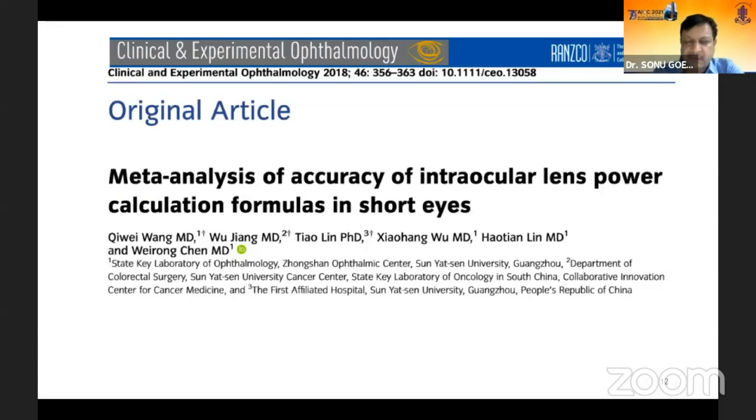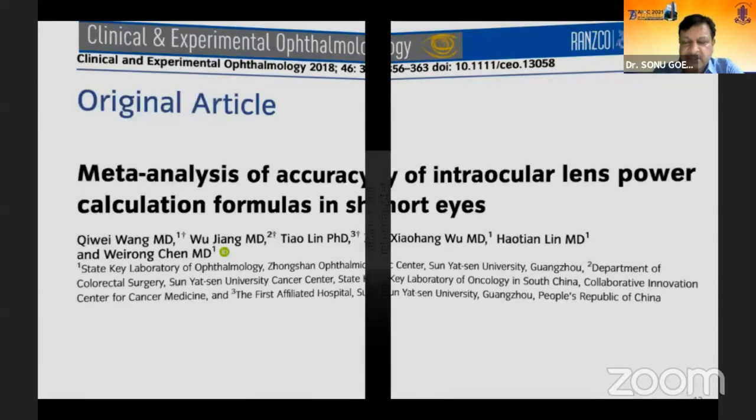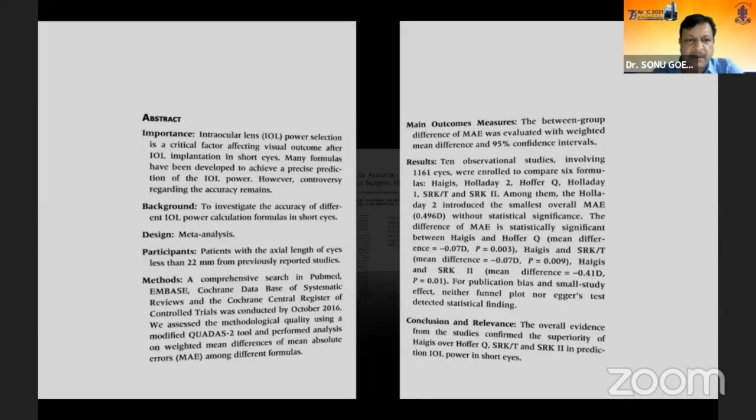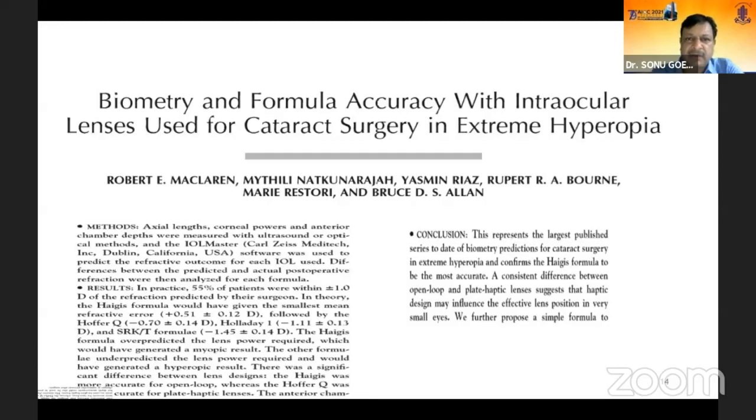This is a nice paper, a meta-analysis of the accuracy of intraocular lens power calculation formulas in short eyes, a Chinese paper by Dr. Wang et al. It concluded that the overall incidence from the studies confirmed the superiority of the Haigis in short eyes over the Hoffer Q, SRK/T, and the SRK II in predicting IOL power. Another beautiful paper by Robert McLaren, Biometry and Formula Accuracy with Intraocular Lenses in Extreme Hyperopia, said this is the largest published series to date of biometric predictions for cataract surgery, and they confirmed the Haigis formula to be the most accurate.